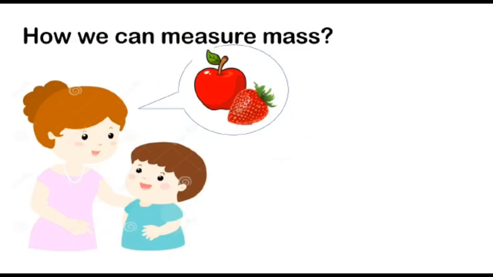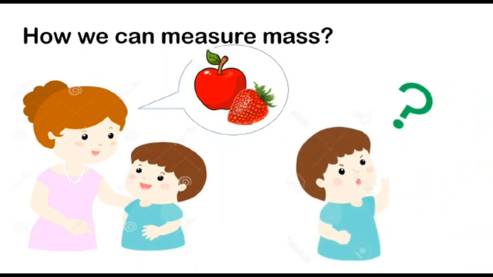Let me help you. When your mommy tells you, "Can you buy for me some fruits?" what would you tell the seller? Yes, you have to say, "I want 1 kilo of apples." So the word kilogram is a unit for measuring the mass of apples. Now let us discover the measuring units for mass.